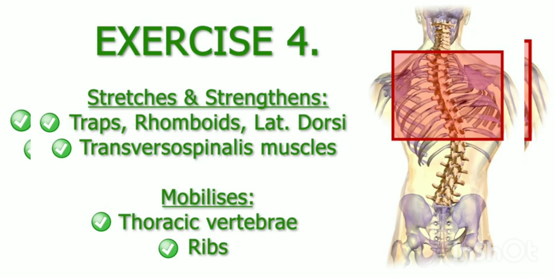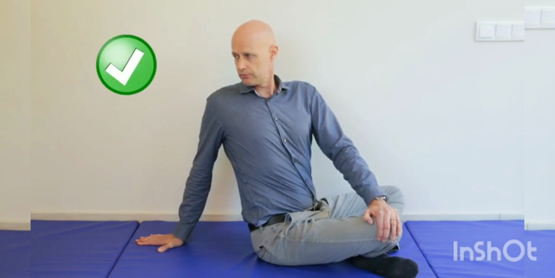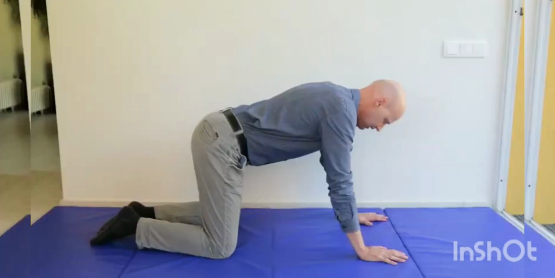Exercise 4. To address the rotation component of thoracic curves, we start off in the sitting position, reach behind with one hand, and gently stretch around, looking behind us. Just keep the spine upright, not slouched. Hold for 5 seconds, then do the other side, and repeat 5 times in each direction.